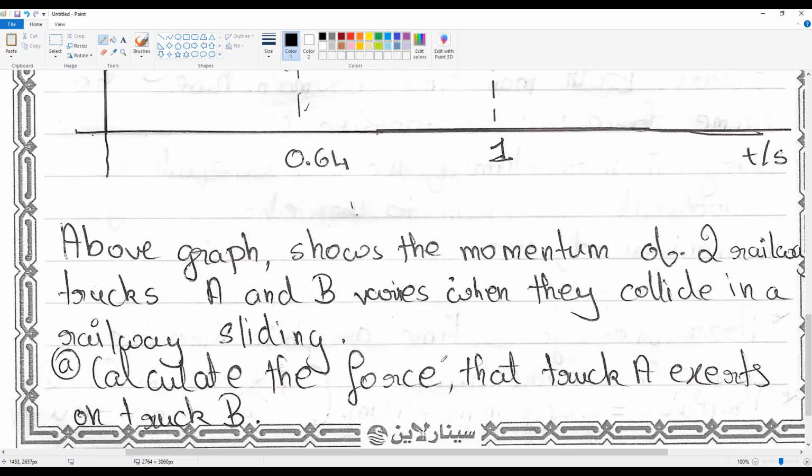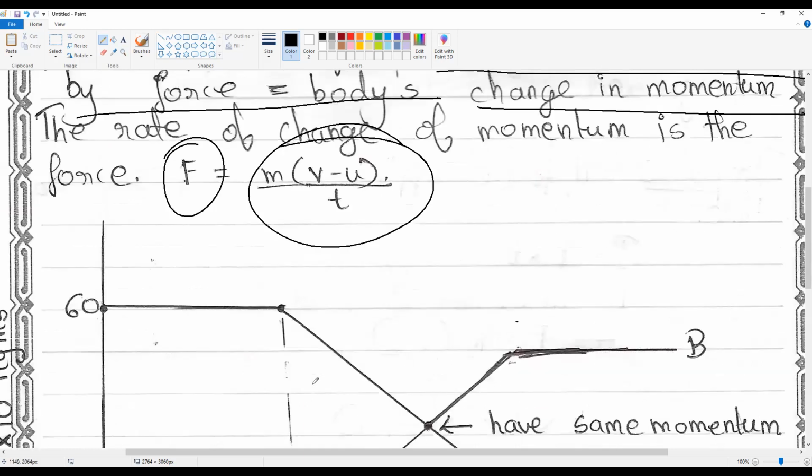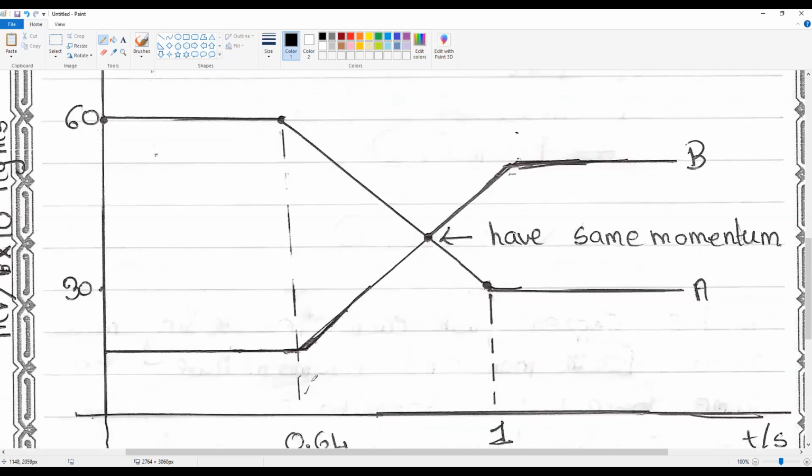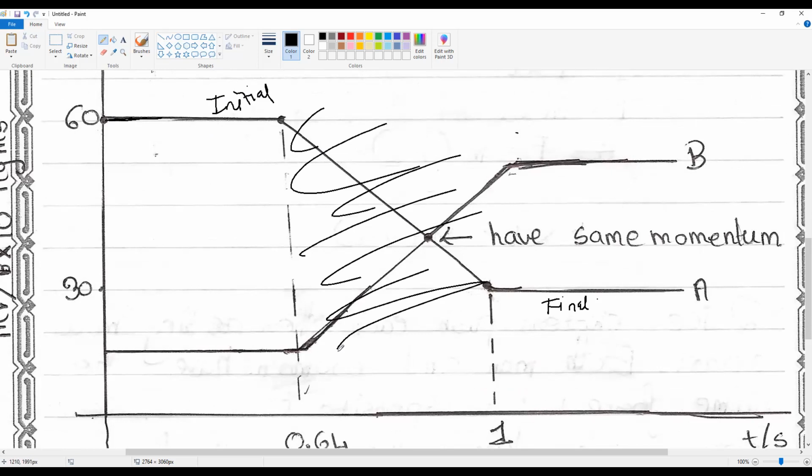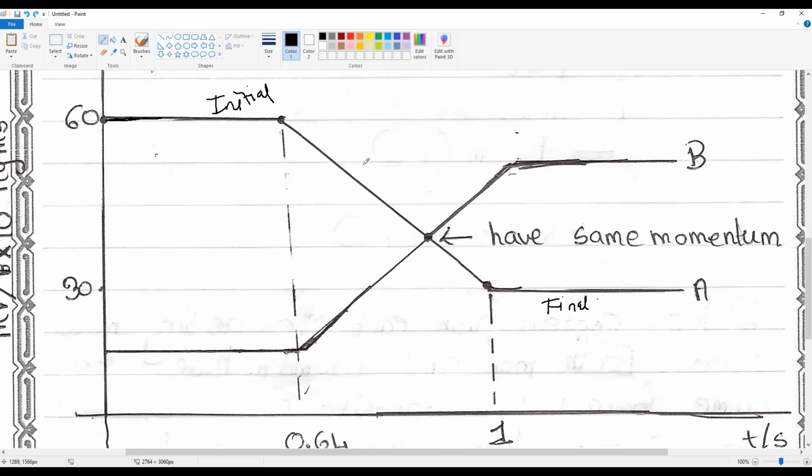Now calculate. Look at railway truck A over here, and this is B. In A, can you see this was the initial momentum, and this is the final momentum? And somewhere here there was a collision. Understood what I'm trying to say? There was a collision. After the collision, there is a change in momentum.